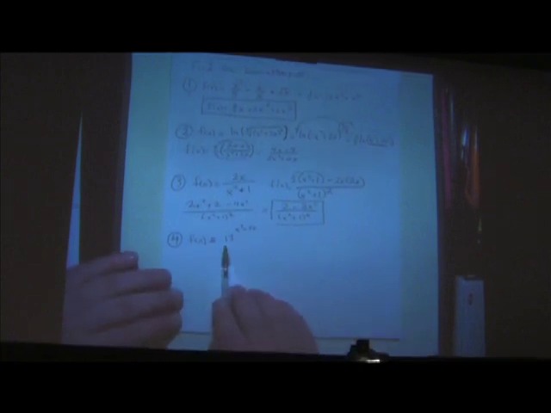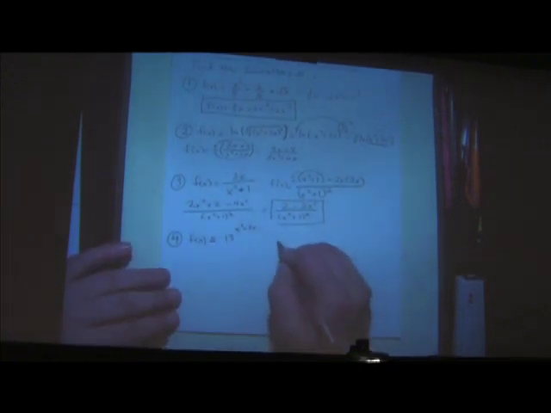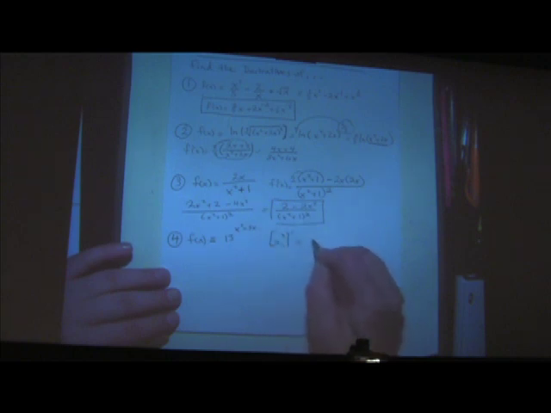Okay, this one, you have to remember the rule. A to the u, the derivative of this is u prime a to the u ln a.